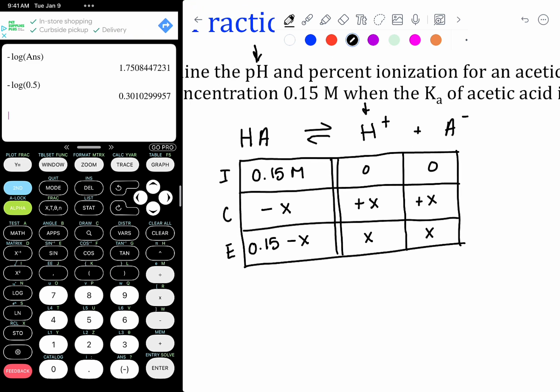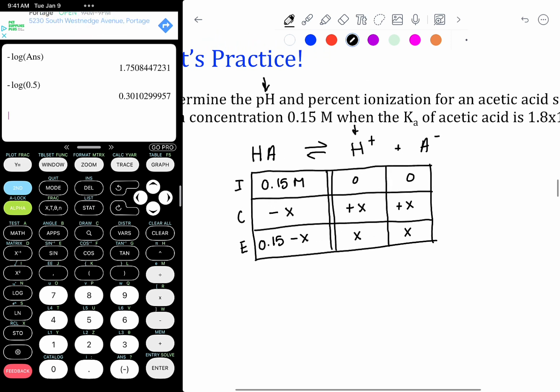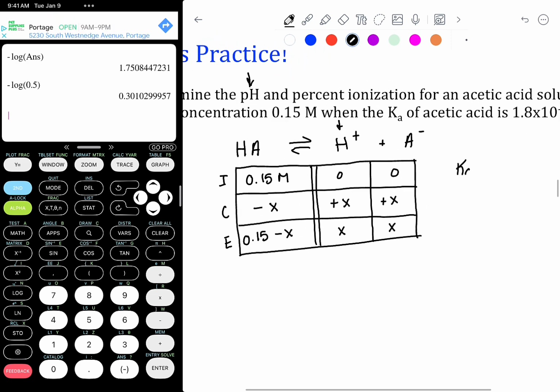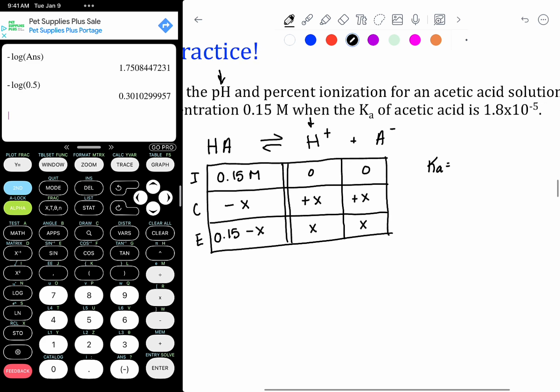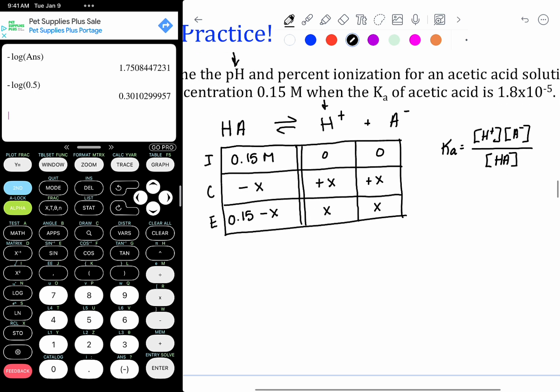So now we can plug this into our Ka expression. Our Ka expression is going to be the concentration of H plus times the concentration of A minus. Again, it doesn't matter what that A minus is. You don't even have to write the formula. It saves you a lot of time. Over the concentration of HA. So we take Ka is equal to X times X, which is X squared, over 0.15 minus X, which is equal to our Ka of 1.8 times 10 to the minus 5.